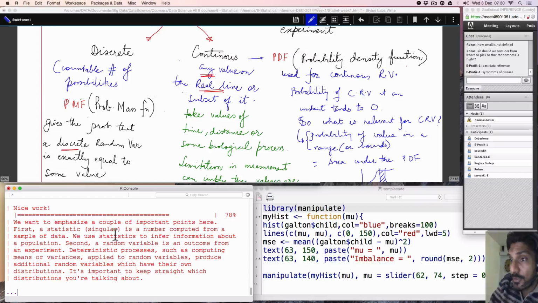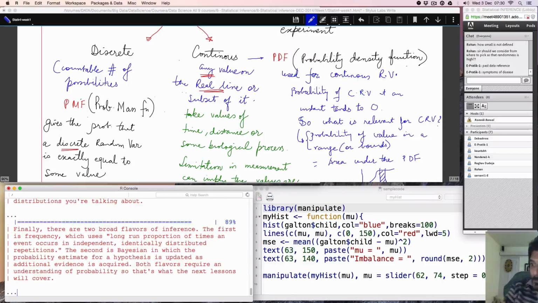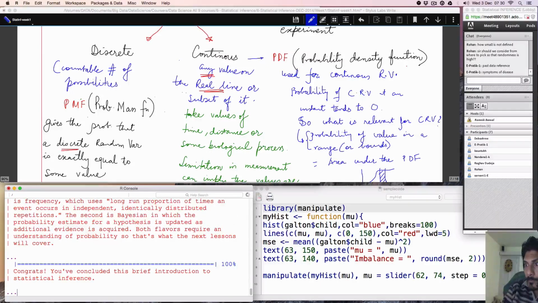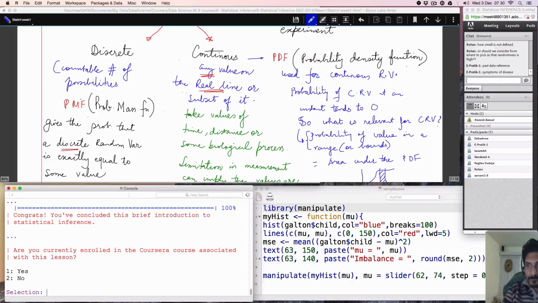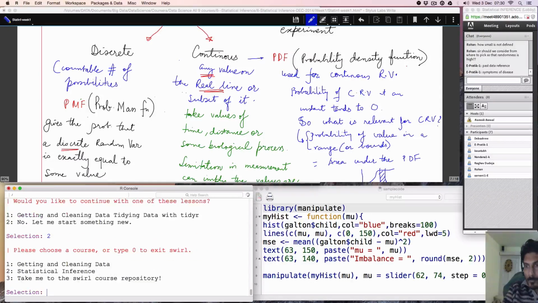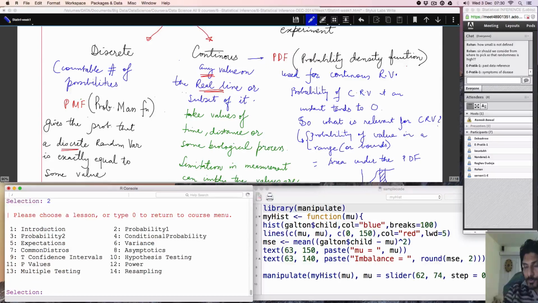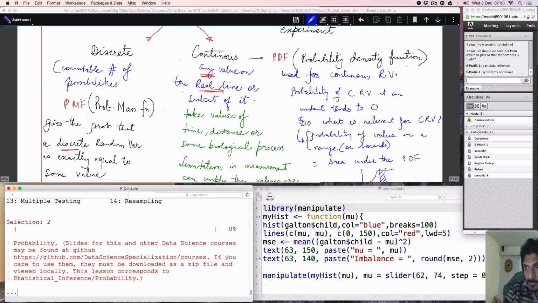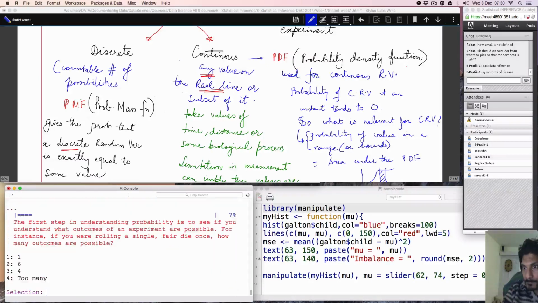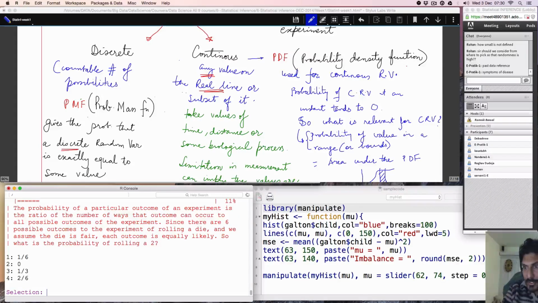So we want to emphasize, we have already looked at this, right? So there are two. We've done this, okay? Let us move to the probability slides, okay? So this we already know, right? We've already done this, okay?